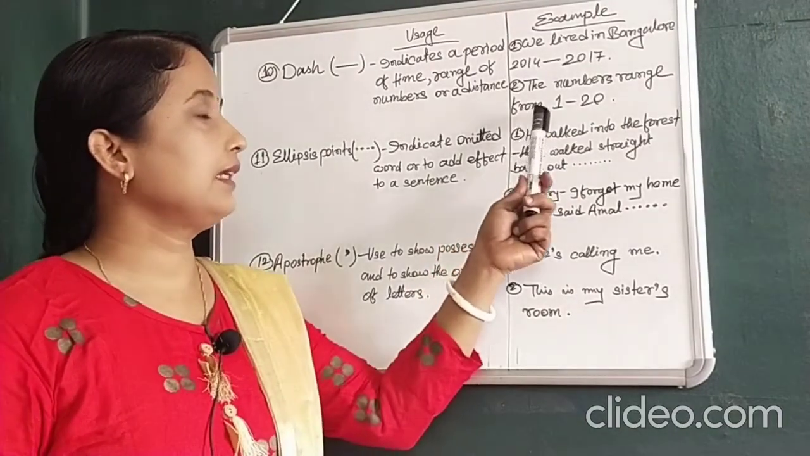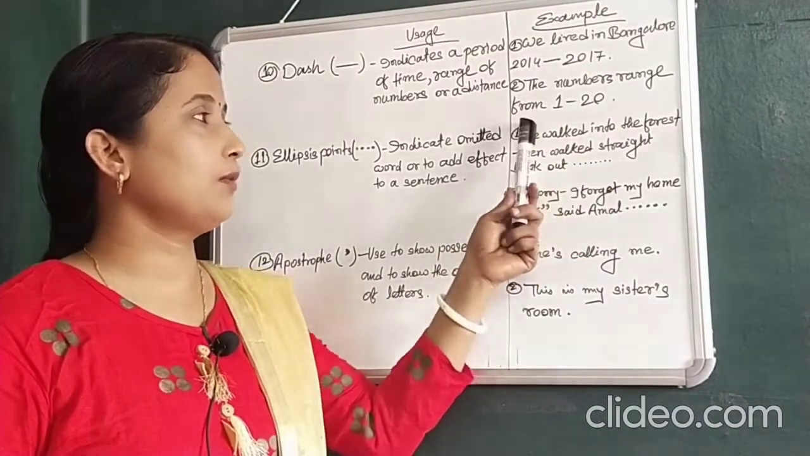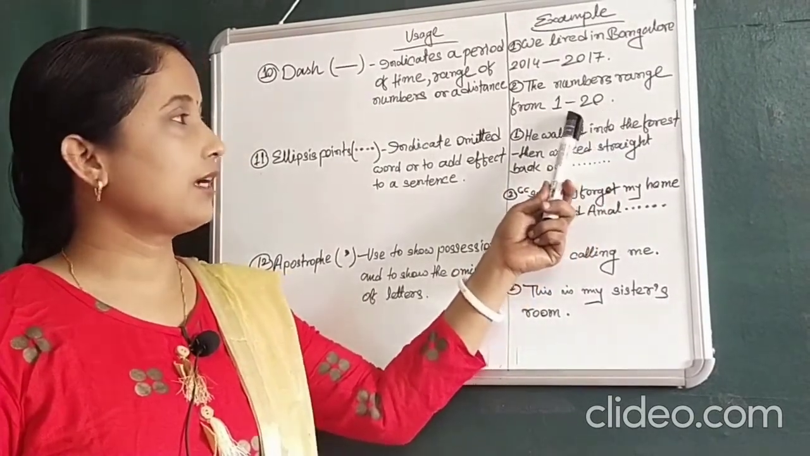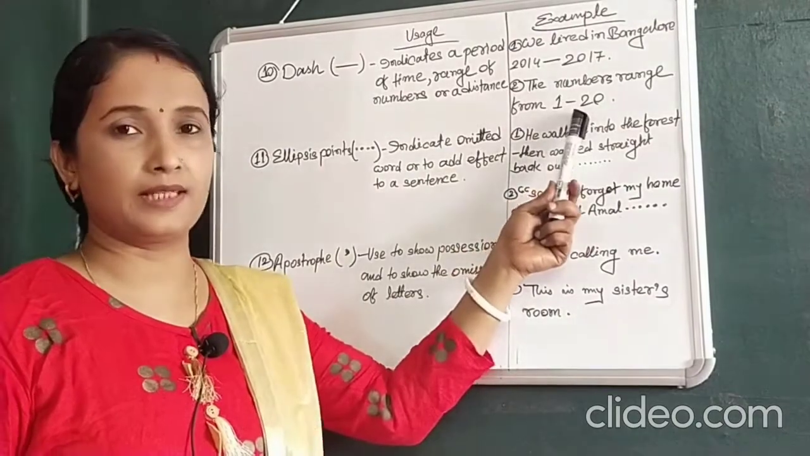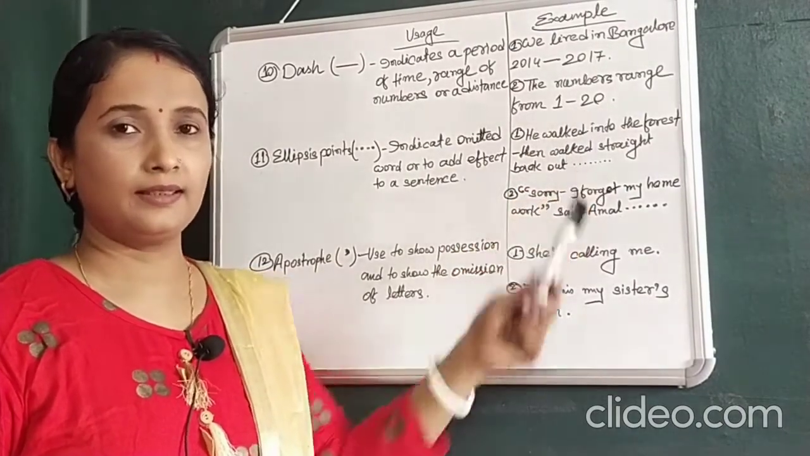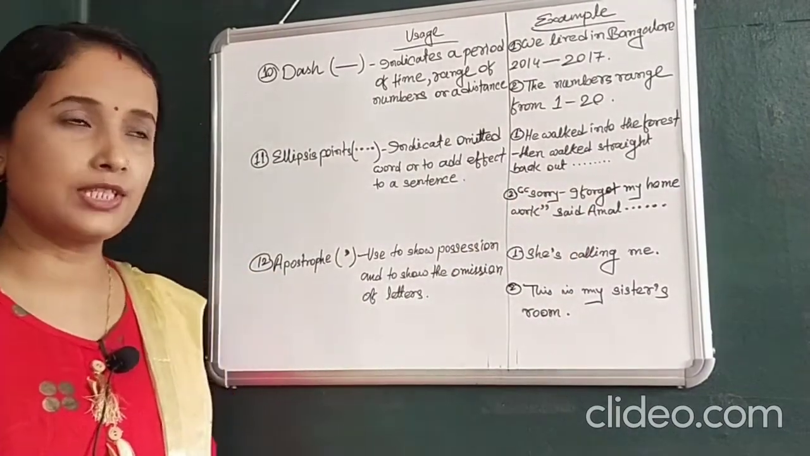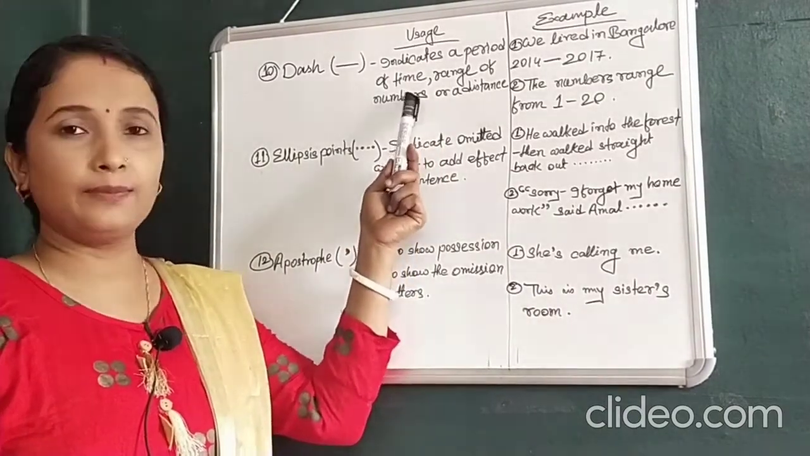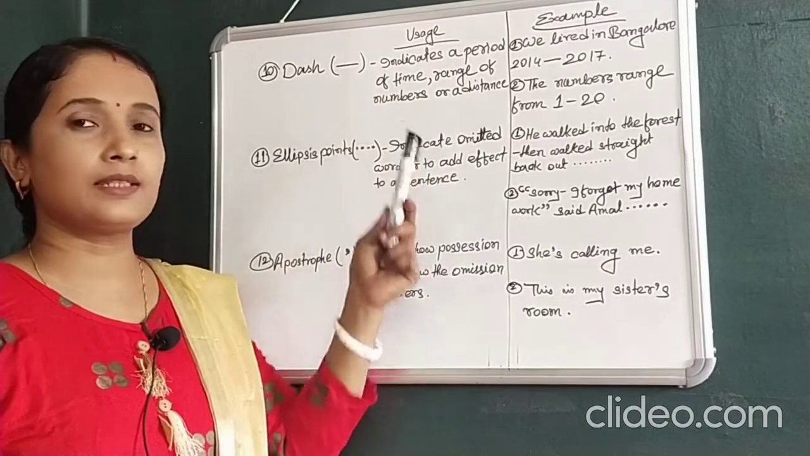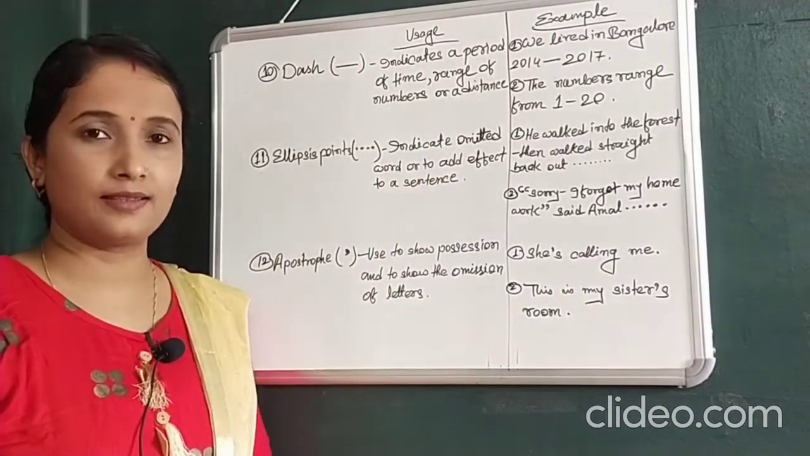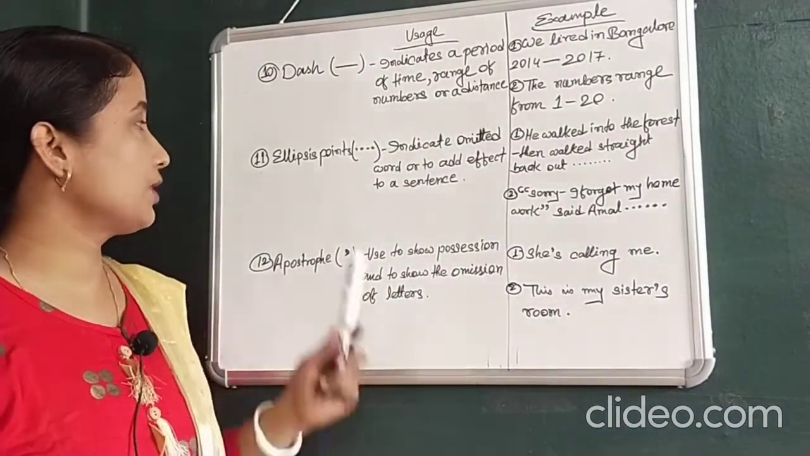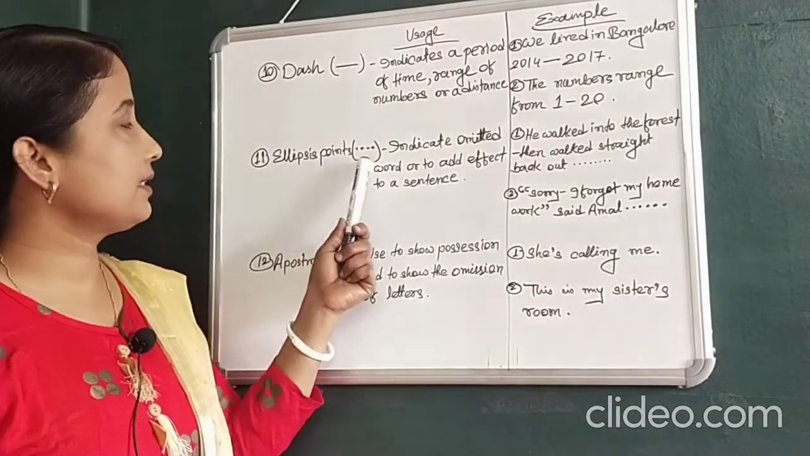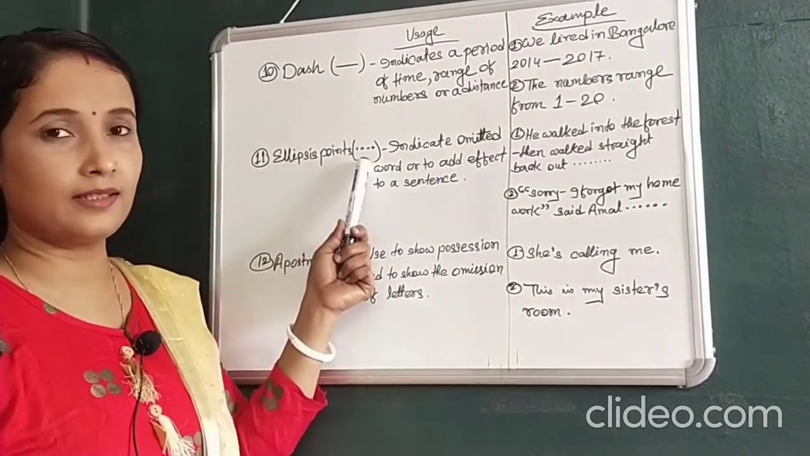Next example, the numbers range from 1-20. Here the dash is used as a range of numbers, 1-20. So we use a dash for a period of time, a range of numbers or a distance.